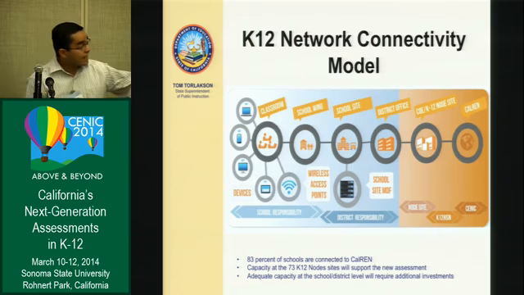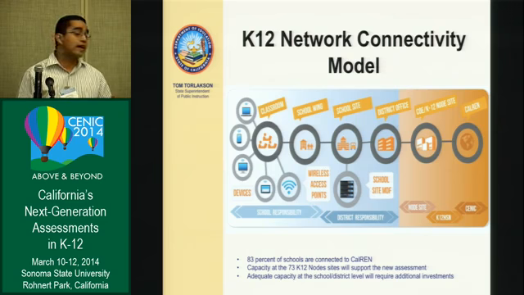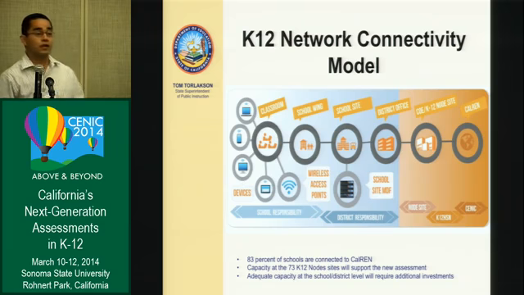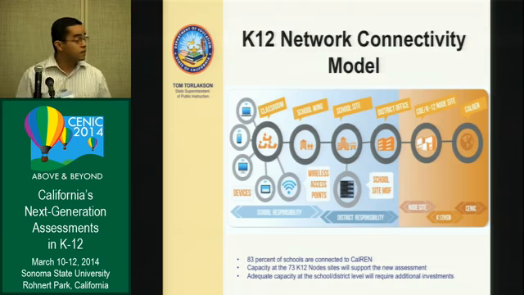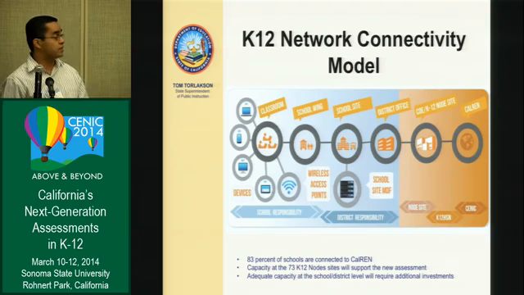Just to give you an idea, 83% of schools in California are connected to CalREN. It doesn't mean that they're adequately connected. We still have a lot of challenges in the last mile, as some of the libraries can relate, specifically in the rural areas, in the rural communities. Again, 73 node sites where we aggregate traffic, and we've been doing a lot of work in the last couple of years to make sure that the 73 sites have the capacity to serve the assessment system.